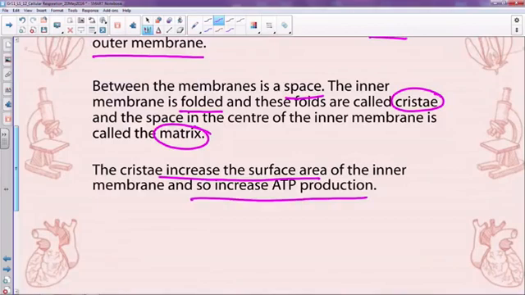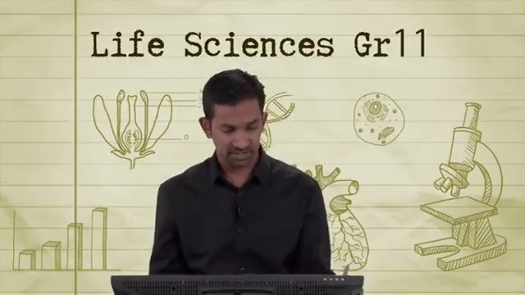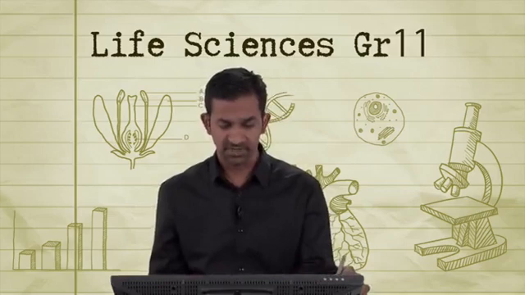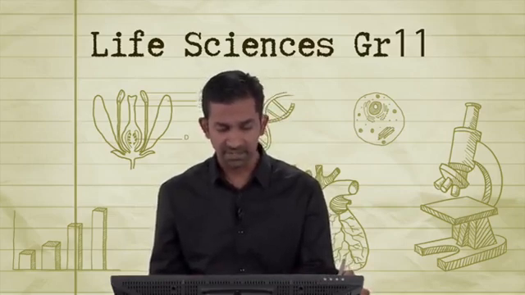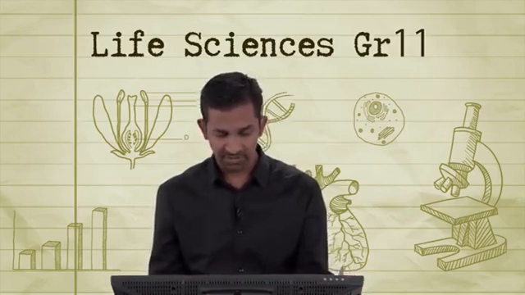So we want to maximize the process of energy production, and the best way to do that is to increase the internal surface folds by cristae so that we maximize the potential of the mitochondria to produce energy.